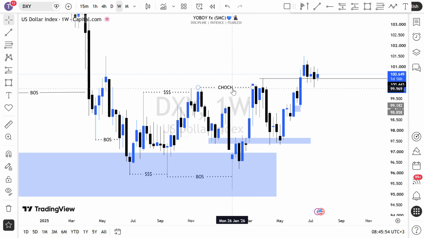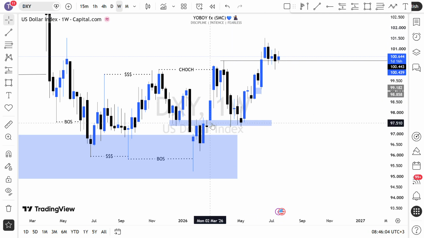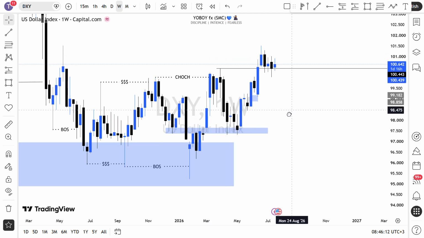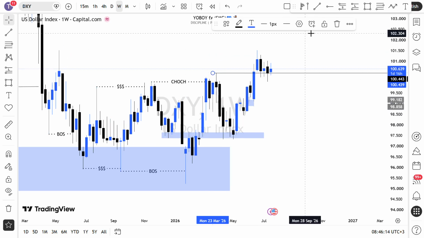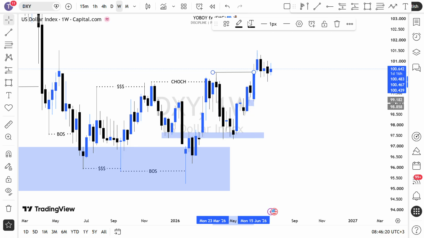So after the market giving us this change of character, meaning that we have shifted from a downtrend into an uptrend. Now we had this order block that was inside here. You can see clearly price came into this, mitigating this order block, and now we can see clearly that we have this recent break of structure from a weekly time frame.